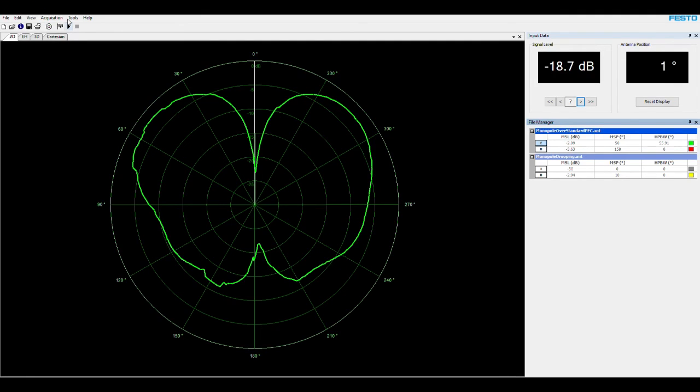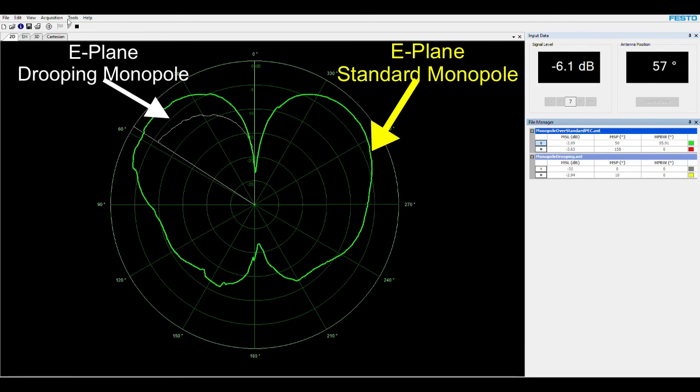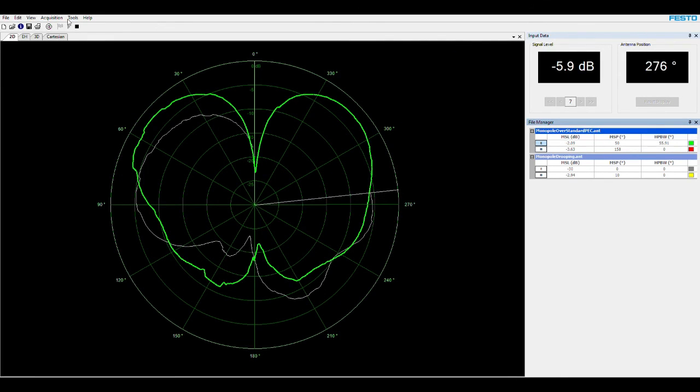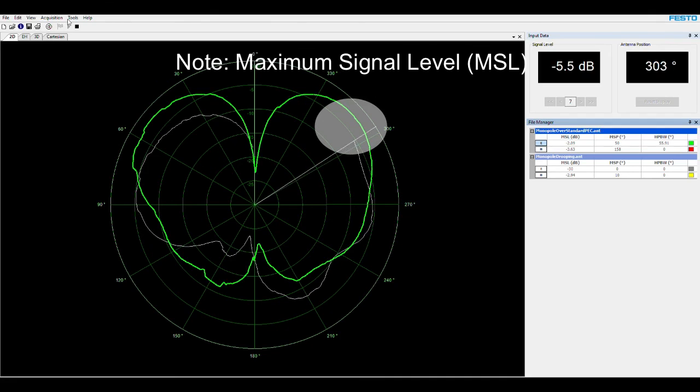So let's start the data acquisition for the drooping monopole and see if we get fewer ripples. At least in the beginning, we get slightly fewer ripples. And one thing that you should notice here is that it seems we don't get to the maximum signal level that we got for the standard monopole. If you look here, it is very clear that the maximum signal level is different for these two.